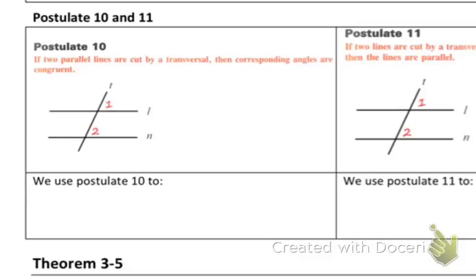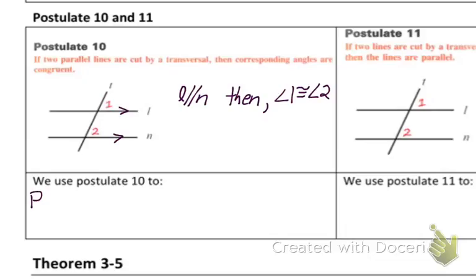All right, we already did postulate 10. I'm just going to put postulate 10 and postulate 11 together. So postulate 10 said if two parallel lines are cut by a transversal, then corresponding angles are congruent. So if we said L is parallel to N, which would look like the little arrow things, then angle 1 would be congruent to angle 2. So we use postulate 10 to prove corresponding angles are congruent.